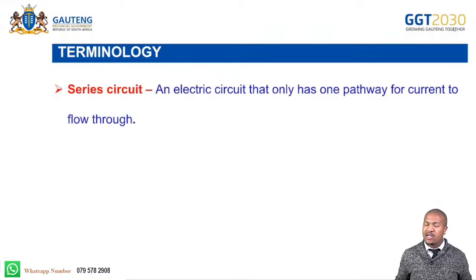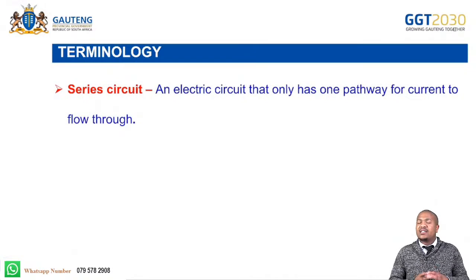The first term that we have there is series circuit. So a series circuit is an electric circuit that has only one pathway for current to flow. It is only having one pathway for current to pass through. It follows one pathway for current to move through.